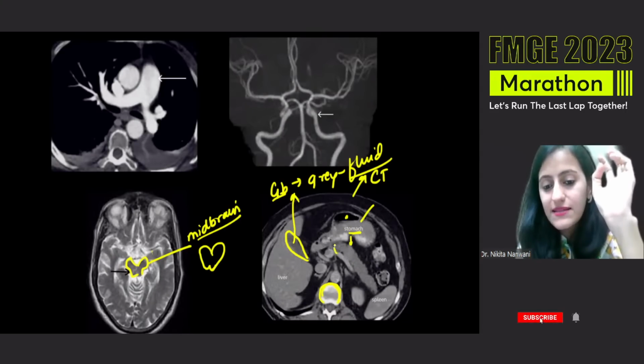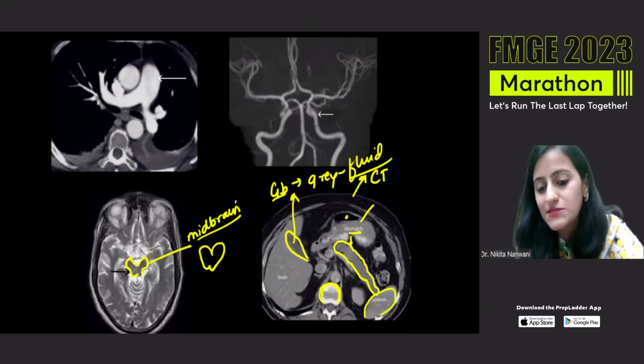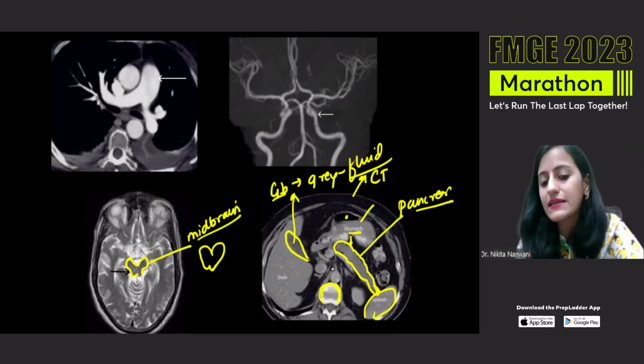Behind the stomach, in the stomach bed, there is this structure which goes from the right side to the left side and going to the spleen. What goes towards the splenic hilum? This is going to be the pancreas. Okay, that is the pancreas there.